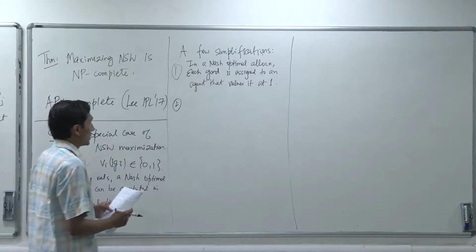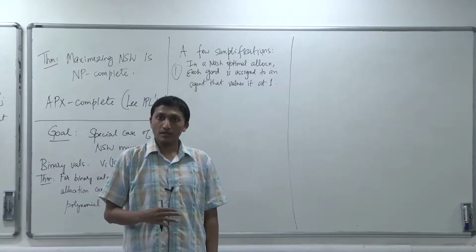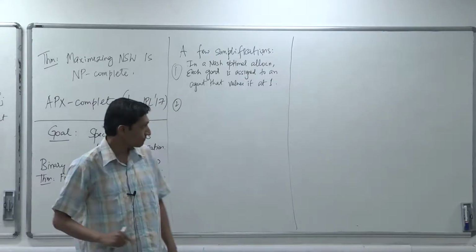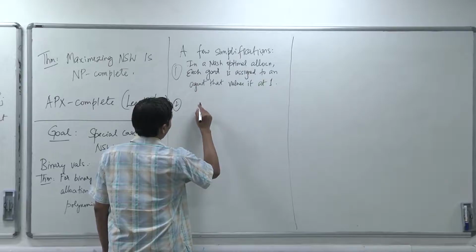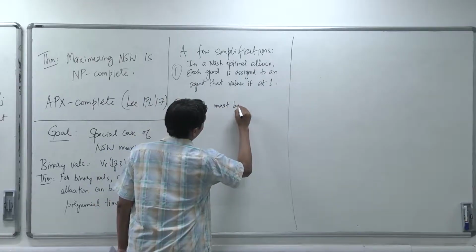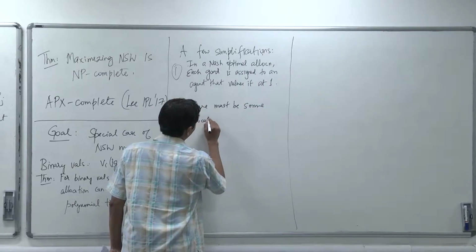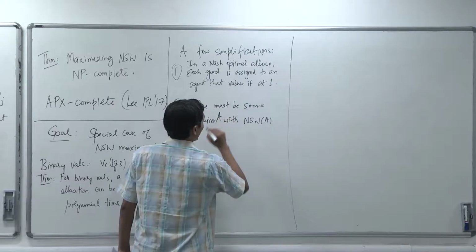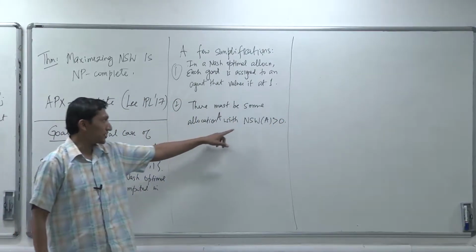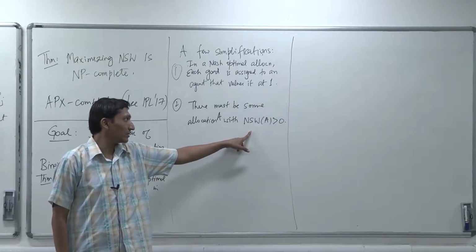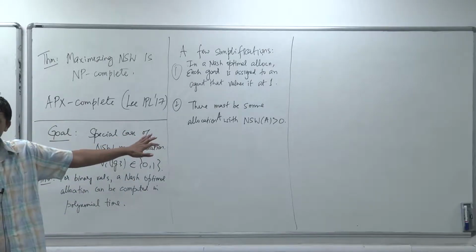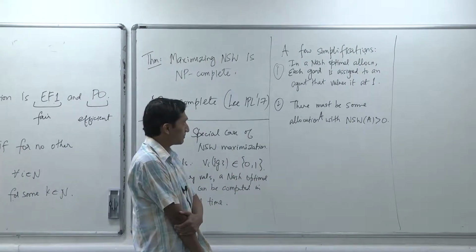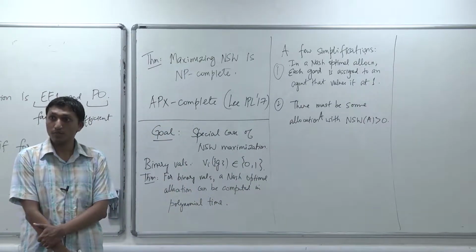The second thing that I'm going to assume is that whatever instances I work with have some allocation A whose Nash welfare is bigger than zero. If this happens, then in particular, the NSW of the optimal allocation is bigger than zero. This is just a technical assumption. I don't want to go into those divide by zero things and all that. And if you're not happy with this assumption, all I can say is that the problem continues to be NP-hard even in this setting.